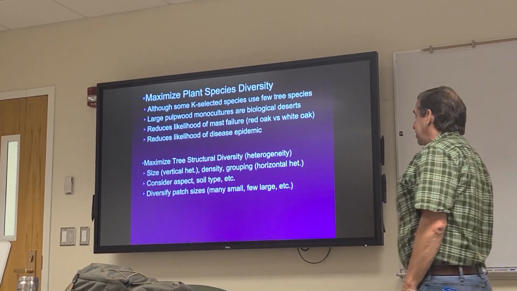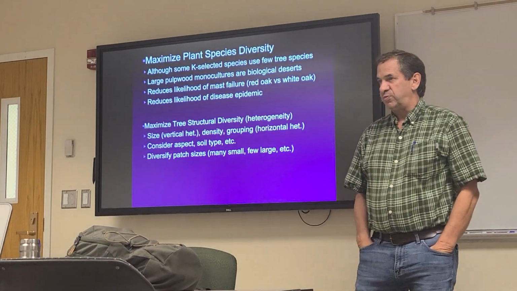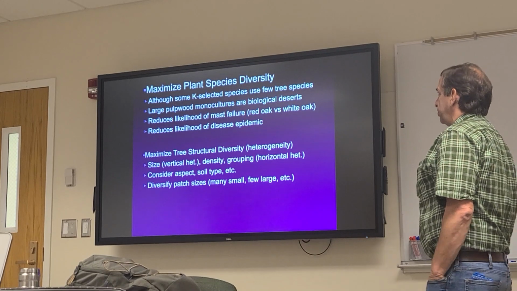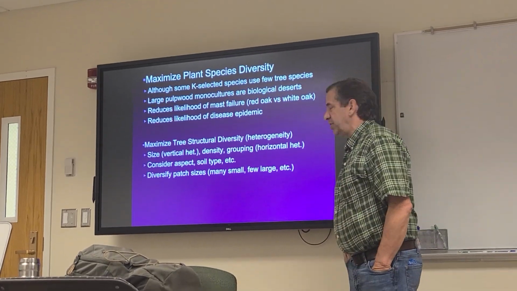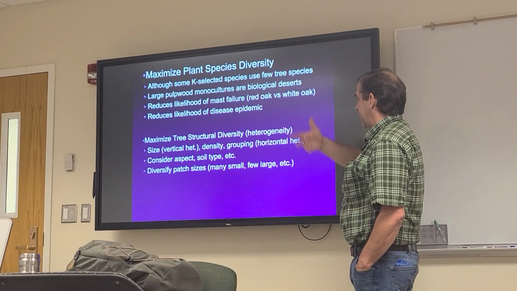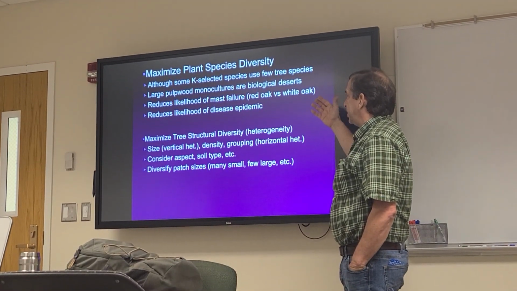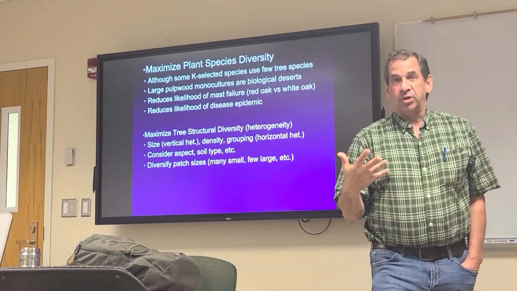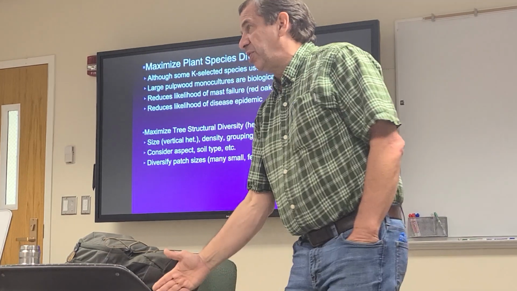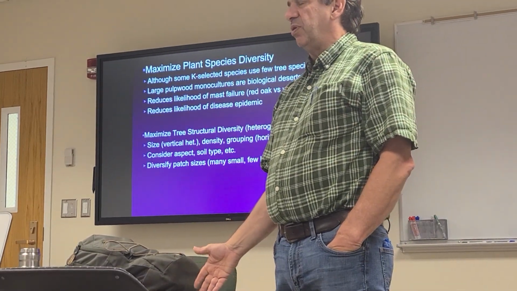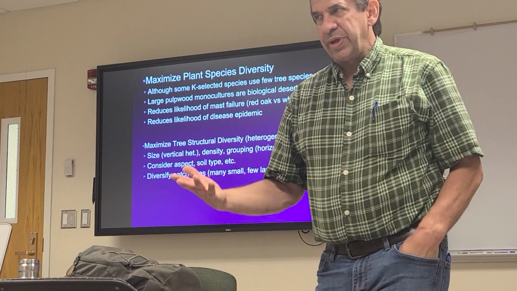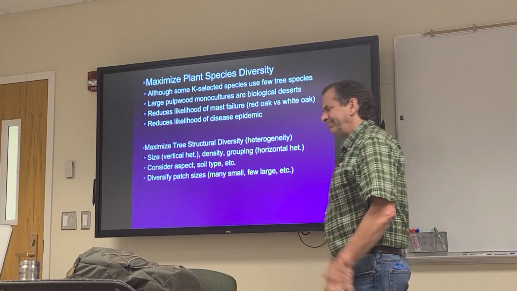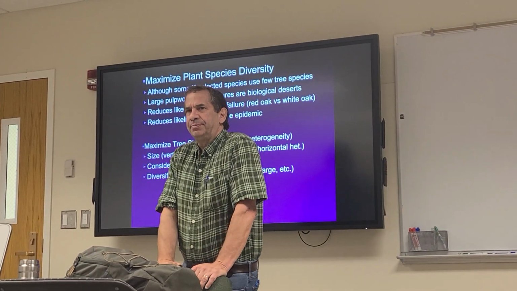There are some case-selected species who might only use a few species of tree. That's fine. There are a whole lot of species that use a lot of diversity. Large pulpwood monocultures, like pine plantations, are biological deserts, and that's bad. And if you have diversity, it reduces the likelihood of a mast failure. For example, you might have climatological or weather conditions one year that cause all of the white oak acorns to die, but the red oak acorns don't, or vice versa. Having both red oak and white oak acorns increases the chance that you're going to continue to have a mast.